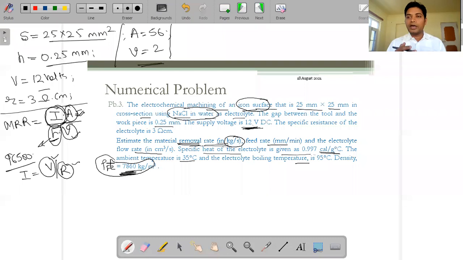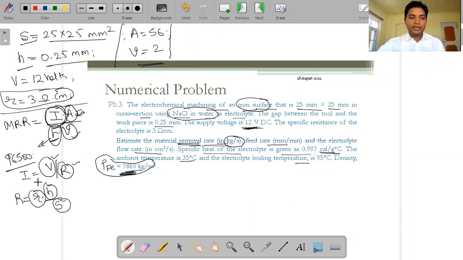So how can we calculate this gap resistance? For this, the specific resistance of the electrolyte is given to you guys, and H and S are given to you. We know the formula: gap resistance will be equal to small r into H by S. Here r is given, H is given, and S is given. So just put in the values and get the value of R. Put the value of R over here, get the value of I, put the value of I over here, and get the value of the material removal rate.